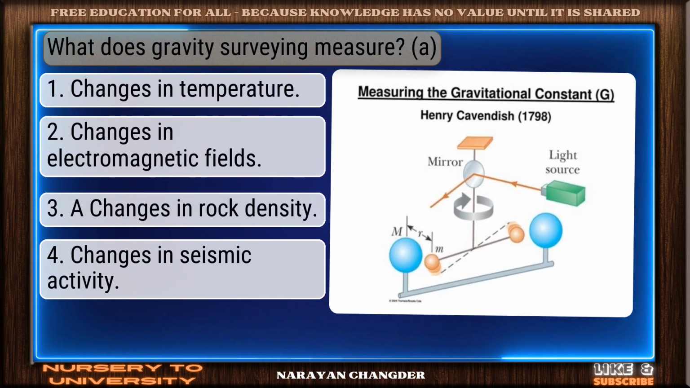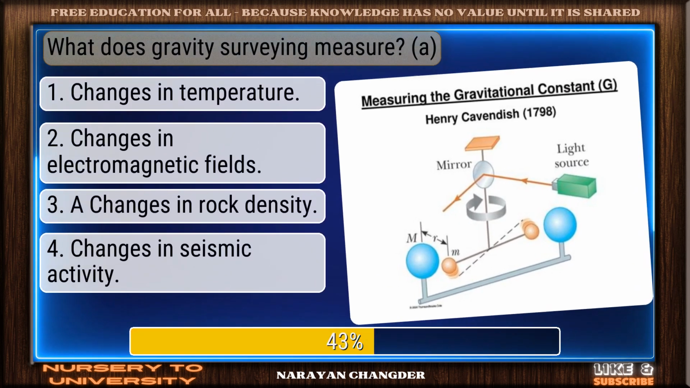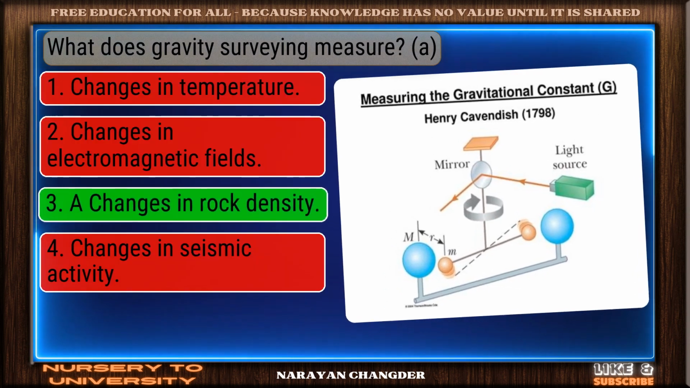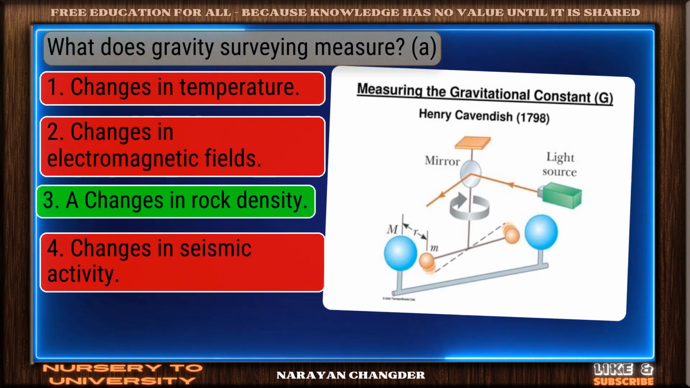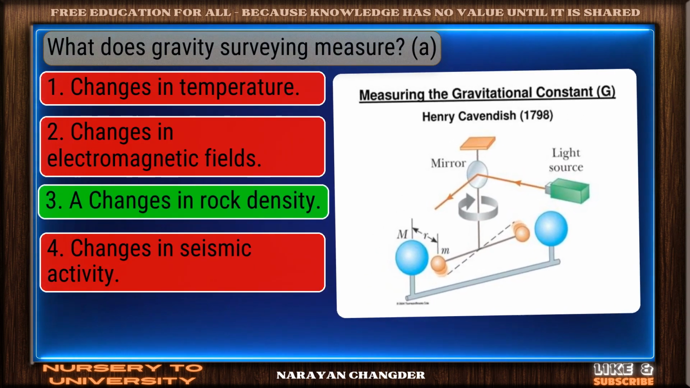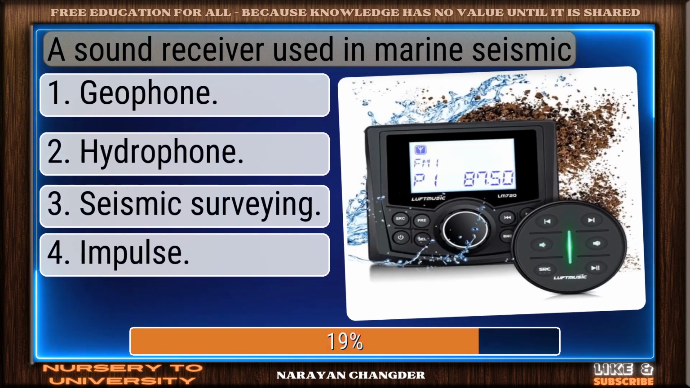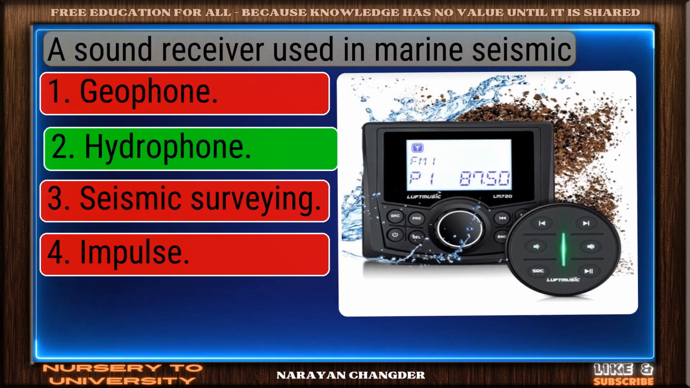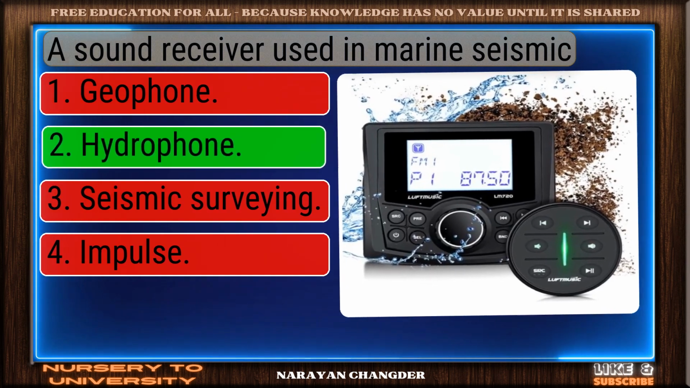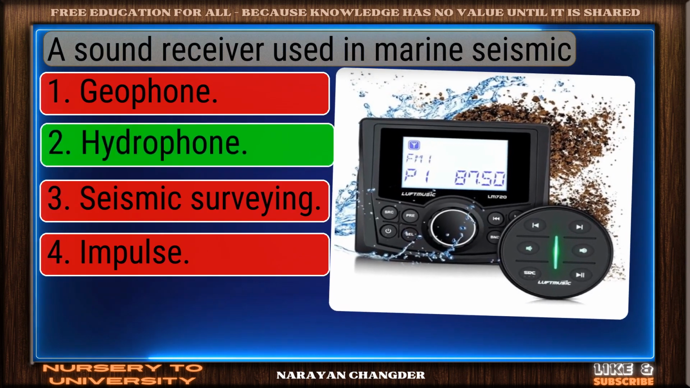What does gravity surveying measure? Good thinking. A change in rock density is the right answer. A sound receiver used in marine seismic. Nice work. You chose hydrophone, and it is correct.